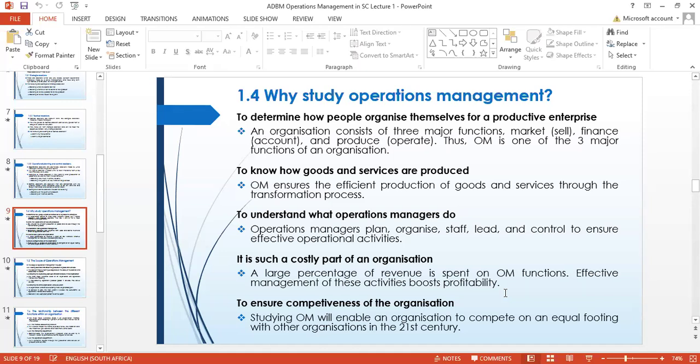And lastly, to ensure the competitiveness of the organization. In the 21st century, there is stiff competition. So an organization has to compete with other organizations in the same industry. So it has to come up with, maybe, integrate technology in the operations management, come up with seamless processes to produce goods and services. So these are the reasons why we study operations management.